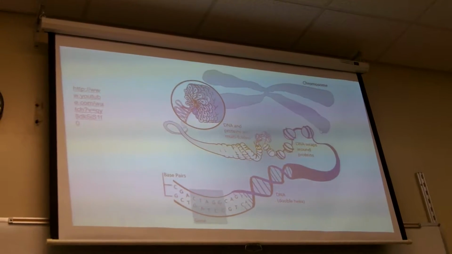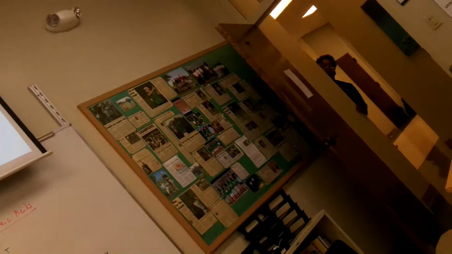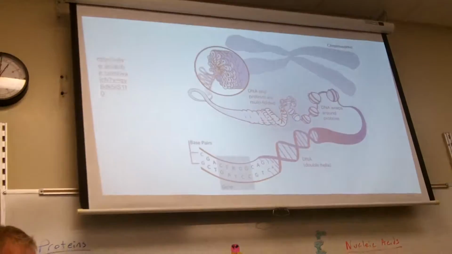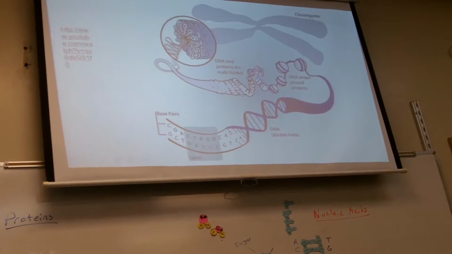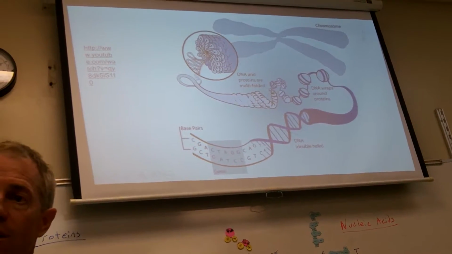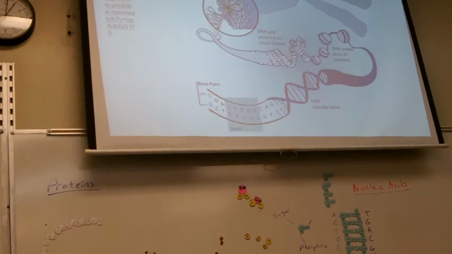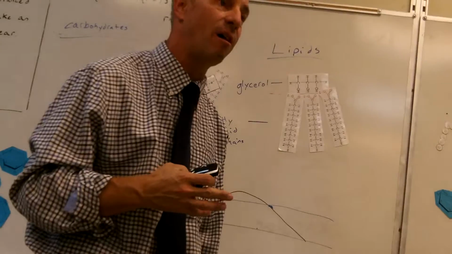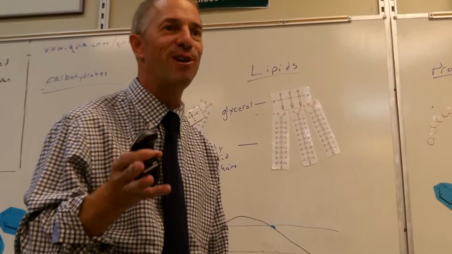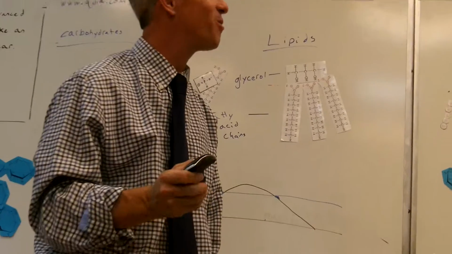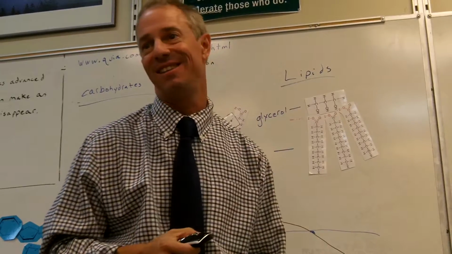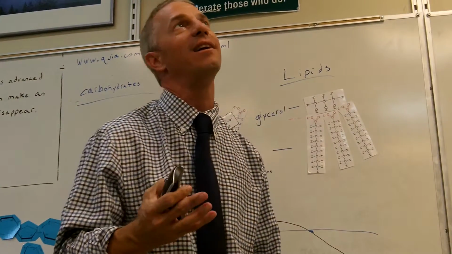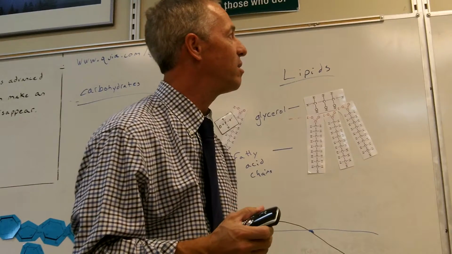Each one of your cells, have you learned about chromosomes before? Yes, sir. Each one of your cells has 46 chromosomes. Each chromosome contains about 100 million nucleotides. And you have 46 chromosomes, so you end up with about 6 billion nucleotides per cell. And you have 80 trillion cells. It blows the mind. There's so much stuff going on.